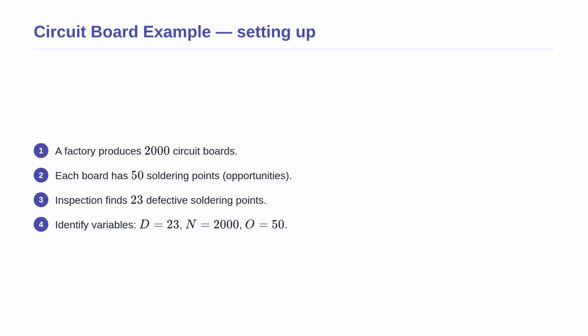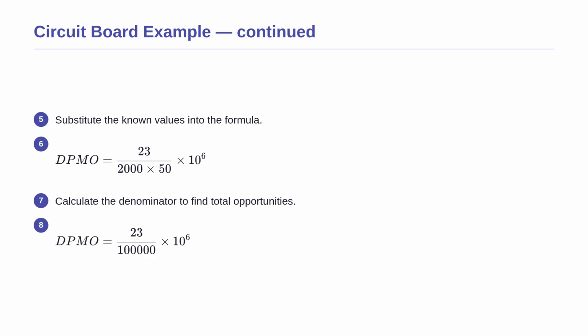Just like before, we carefully read the problem to identify our variables. The total defects found is 23, so D is 23. The total units produced is 2,000, so N is 2,000. The opportunities per board is 50, so O is 50. With our variables identified, we move to the calculation phase. We plug 23, 2,000 and 50 directly into our DPMO formula.